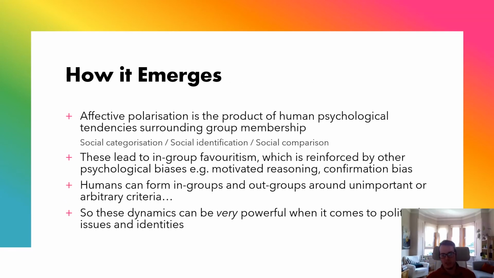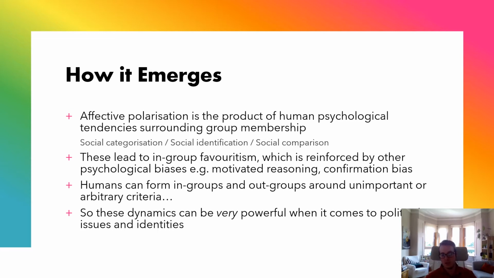Now, affective polarisation emerges pretty naturally from several human psychological biases surrounding group membership. This came out of the social psychology literature and intergroup conflict research. Basically, people have a tendency to see the world in terms of different groups or categories of people. They have a tendency to identify with these groupings and to compare them to one another. And these lead to in-group favouritism, which is then reinforced by other psychological biases like motivated reasoning, confirmation bias, and so on. And that means that theoretically these identities should become increasingly entrenched over time.